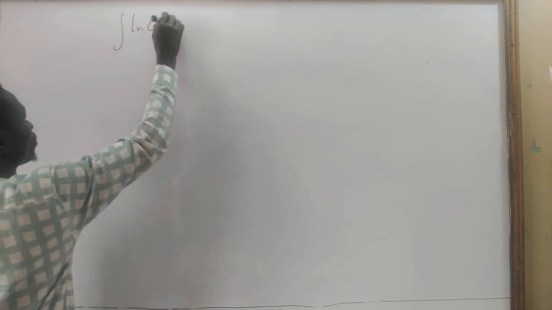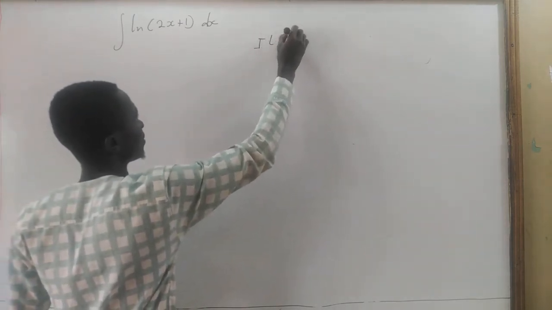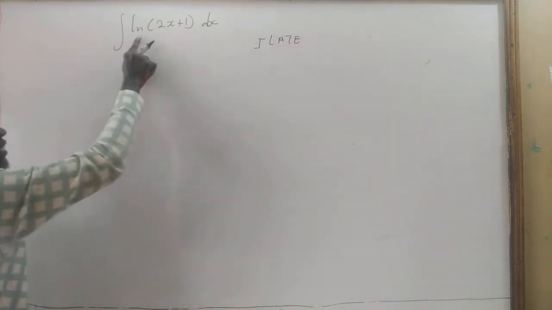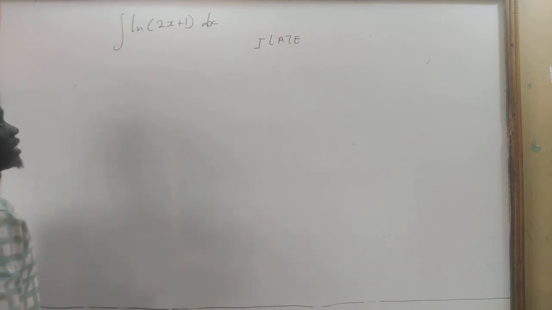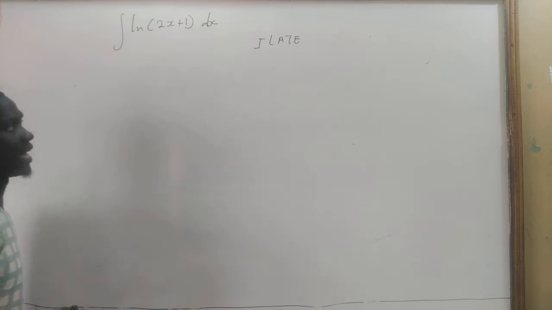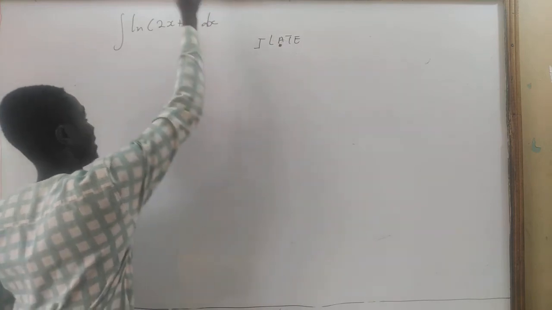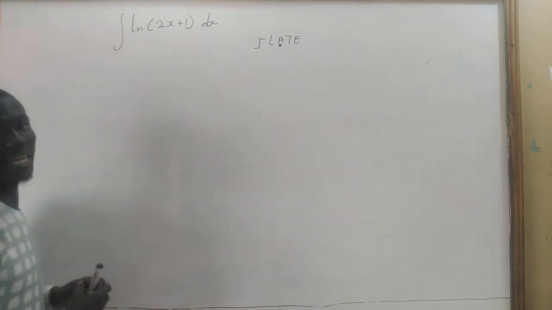Find the integral of natural log of 2x plus 1 dx. For this one, how do we use the integration by parts here? This is a composite function. You see that we have natural log of this, and then we have an algebraic function inside the natural log. So what do we do? We first do the u substitution to break this one down.